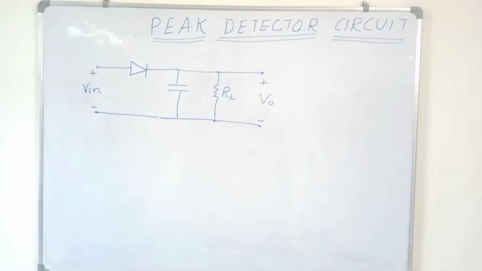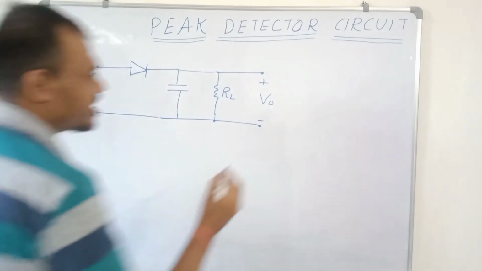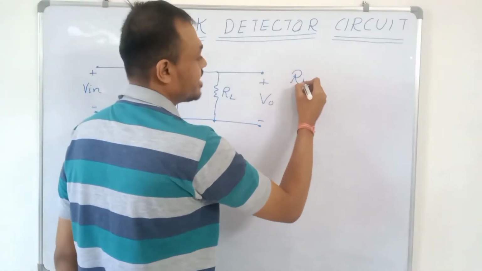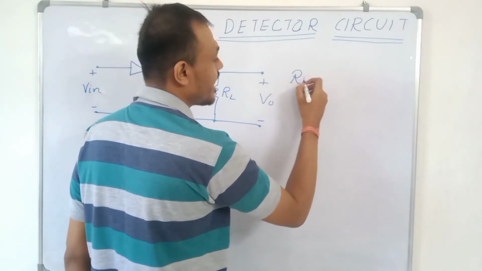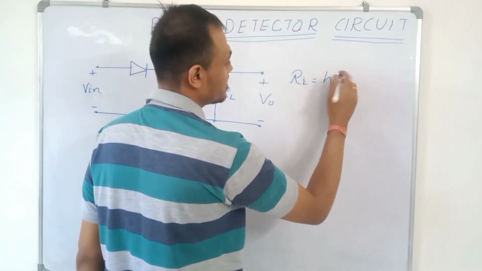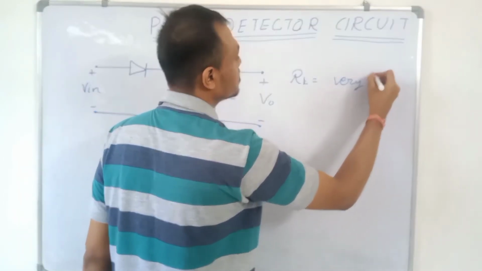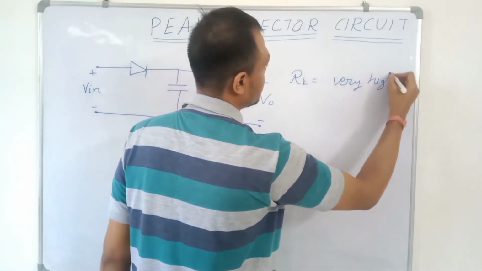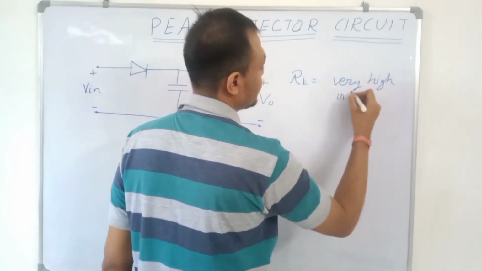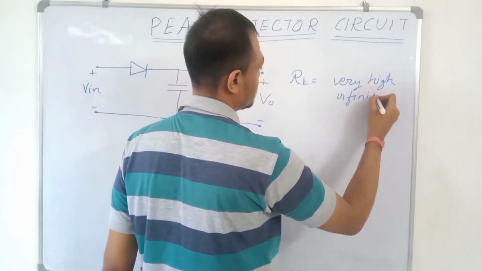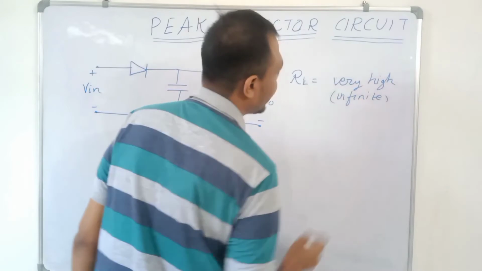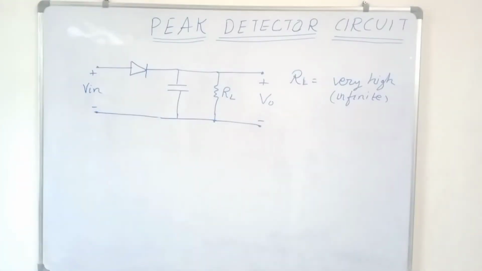The load resistance normally is very high. The value of RL is very high or almost infinity. We take the value of RL as very high, and ideally it should be infinite. Ideally the value of load resistance RL should be infinite, and normally it is very high.